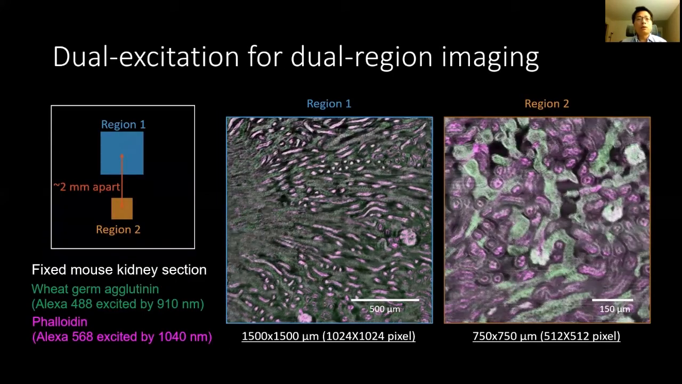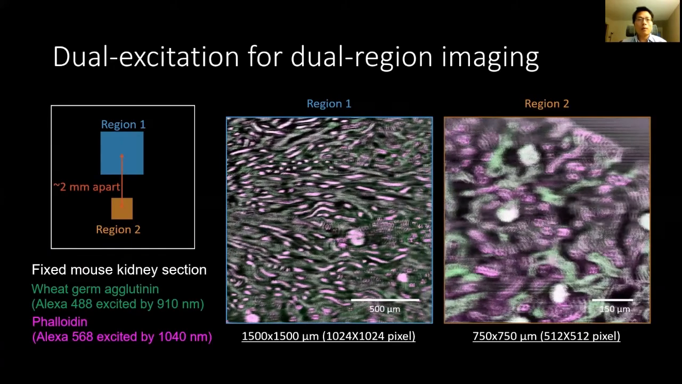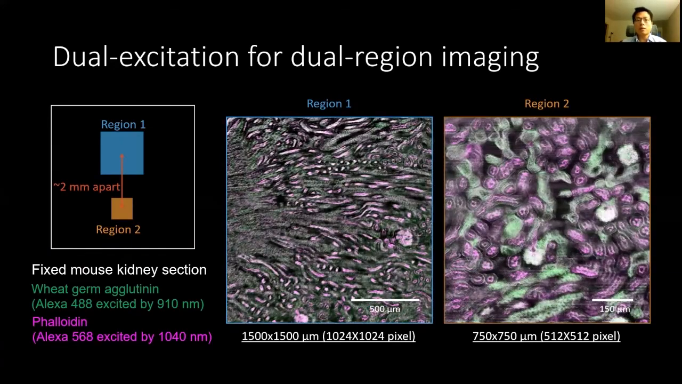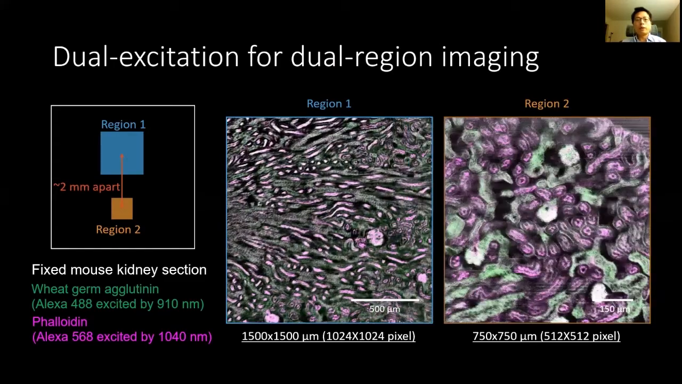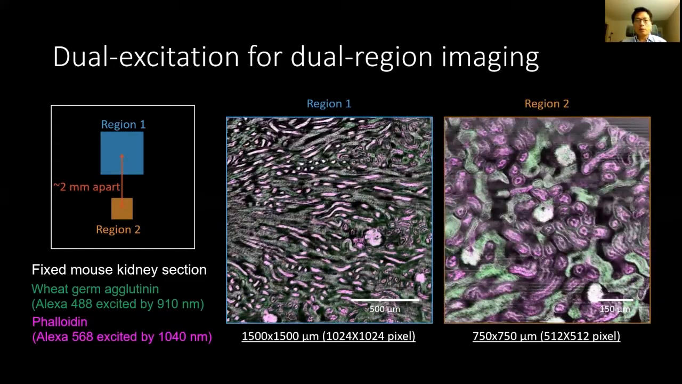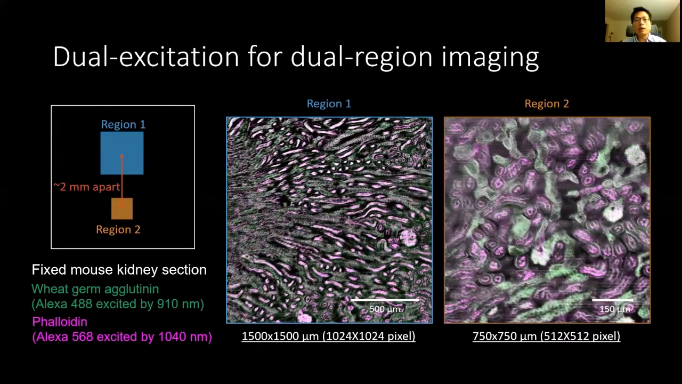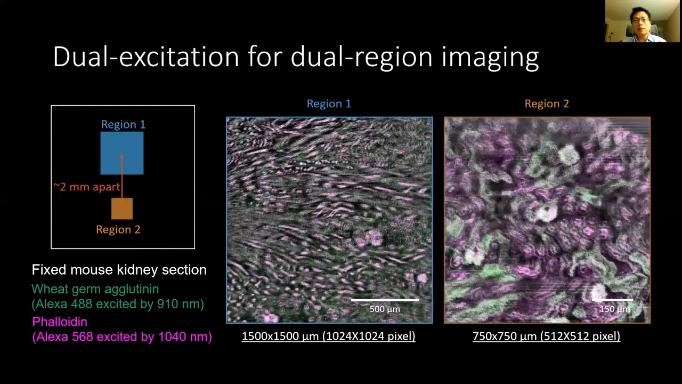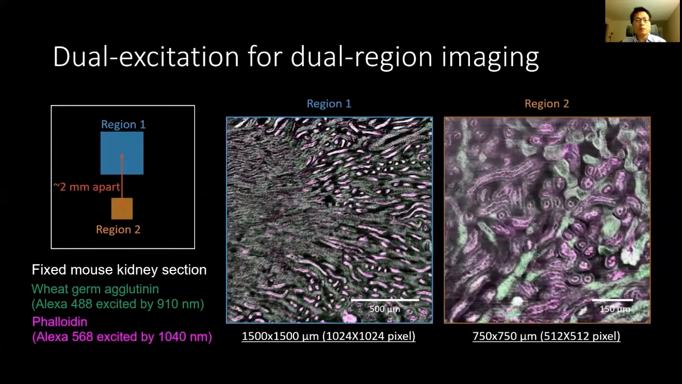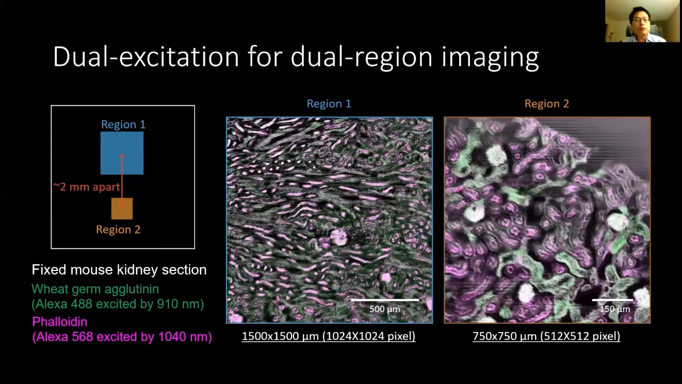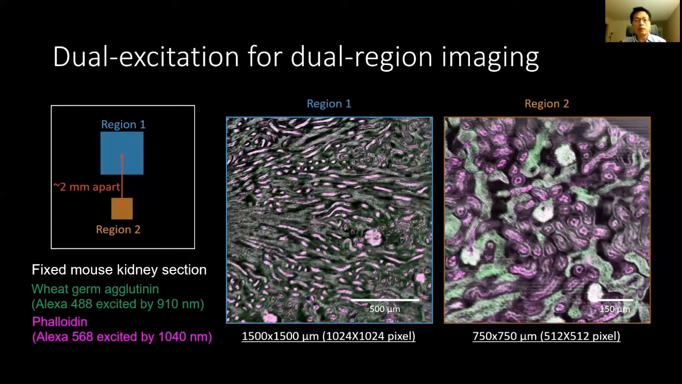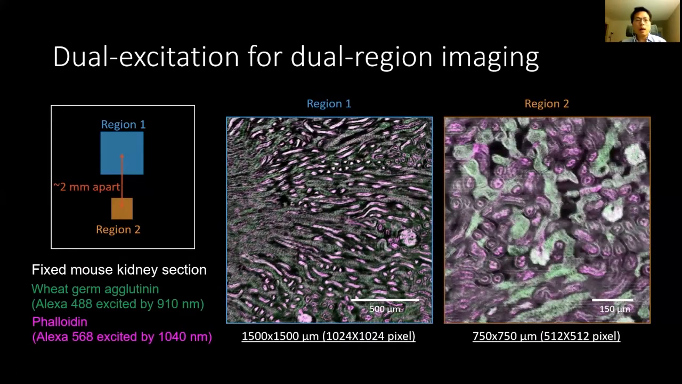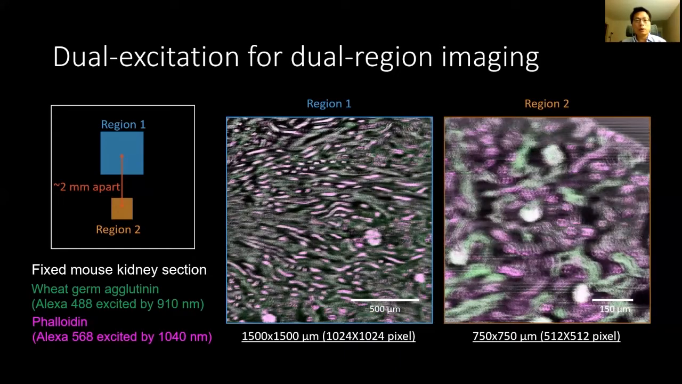We can also have each imaging region illuminated with two excitation wavelengths of 910 nanometer and 1040 nanometer at the same time. When we perform dual region imaging, the movies show you that we image two regions inside the fixed mouse kidney section. This sample has two molecules labeled with two different fluorescence dyes, and these two dyes can be excited by 910 nanometer and 1040 nanometer respectively. Therefore, in each region, we can see the localizations of two different labeled molecules at the same time. Therefore, the Diesel2P system has a dual excitation, dual region imaging capability.